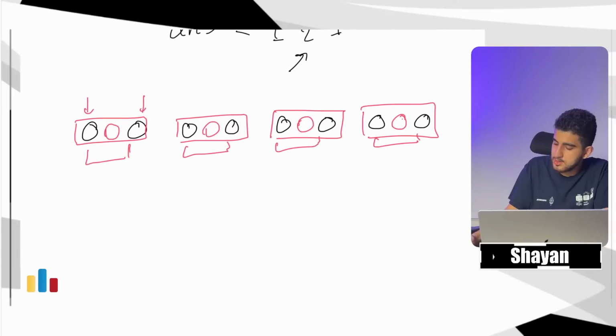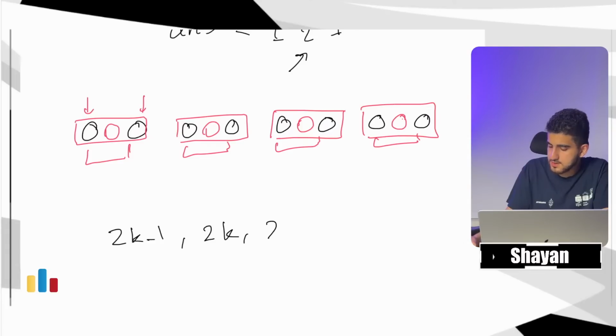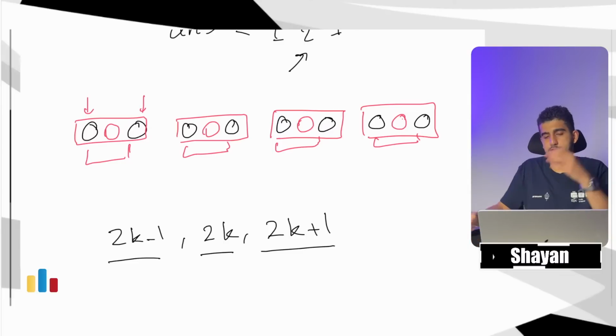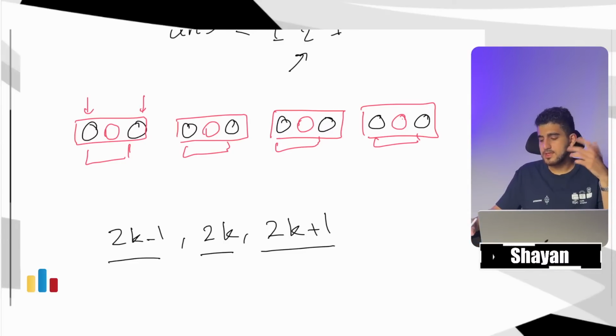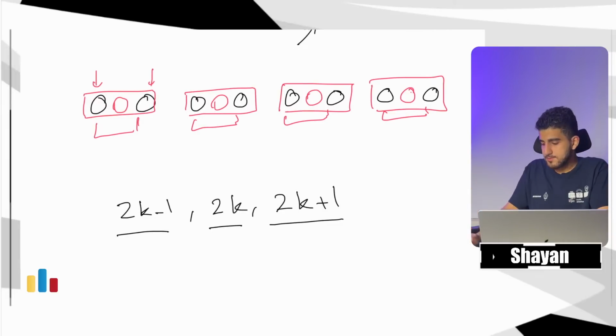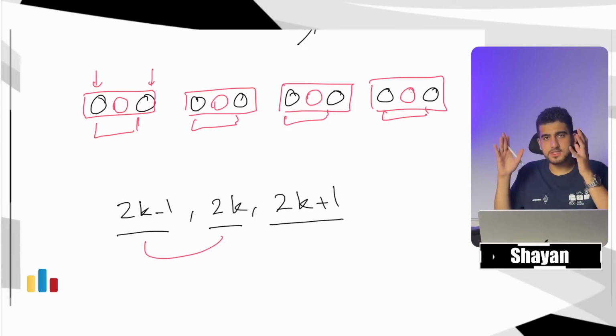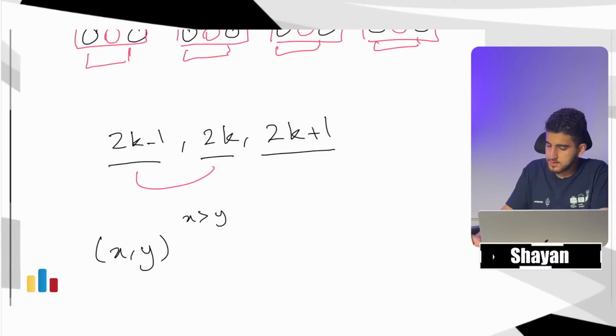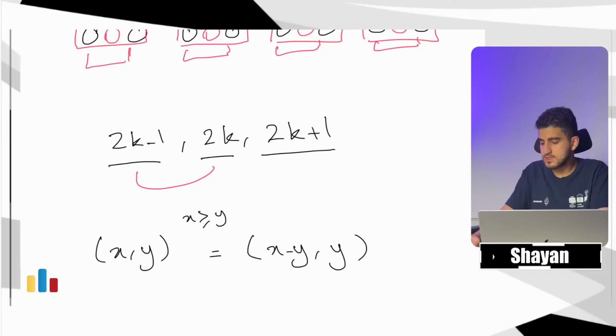Then it's like each time you choose 3 numbers like this, 2k minus 1, 2k, and 2k plus 1. The numbers you choose in each operation are of this form. And it's easy to see that when your 3 numbers are of this form, their GCD is definitely 1. For this pair, the GCD of these 2 is 1, because their difference is 1. When the difference is 1, it's a well-known fact that the GCD of x and y, for example x greater than y, is equal to the GCD of x minus y and y, if x is greater than or equal to y.